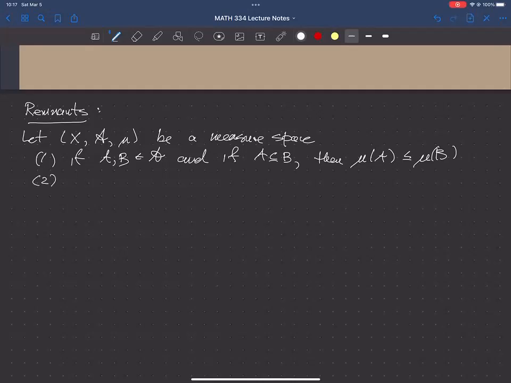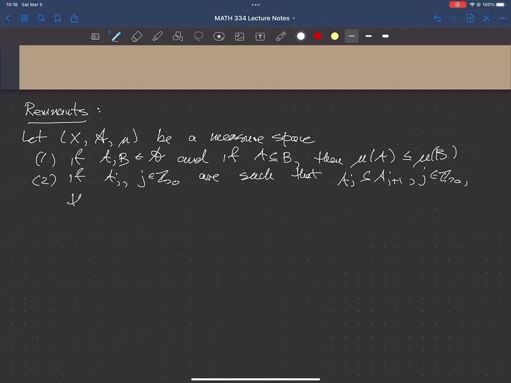Another couple of useful facts for sometimes calculating the measure of a set is the following. So if the A_j are such that A_j is contained in A_{j+1}, okay, so this is an increasing sequence of sets.